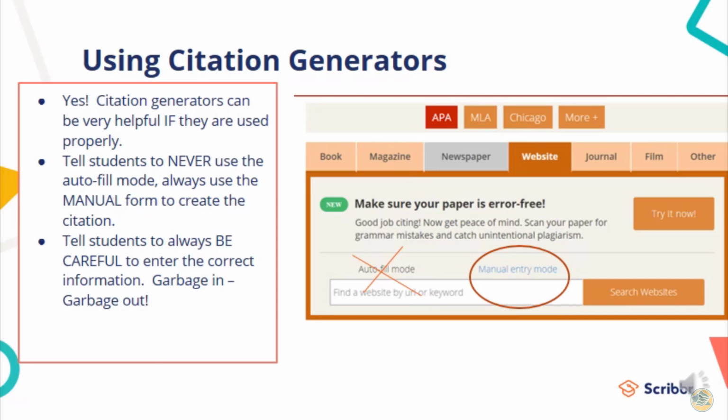One more question that I would like to answer is that citation generators can be used as long as they are used properly. I always demonstrate to students how to use them properly, which is that they should never use the autofill mode, but always use the manual form to create the citation. If you are demonstrating to students or describing the process, always tell students to be careful to enter the correct information. For example, garbage in, garbage out. So as long as the manual entry mode is used and students are careful about filling it in, it can be very helpful.